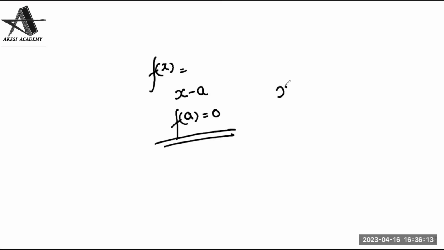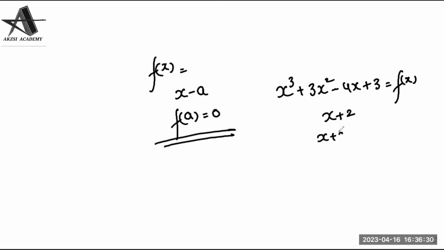Now take an example. Suppose this is my function, x cubed plus 3x squared minus 4x plus 3 equals f(x), and I want to know whether x plus 2 is a factor or not. So what I need to do is put x plus 2 equals 0, that is x equals negative 2. I have to put this in the equation and see whether I'm getting 0 or not, because f(a) is equal to 0. In this case, f(negative 2) should be equal to 0 to prove x plus 2 is a factor.